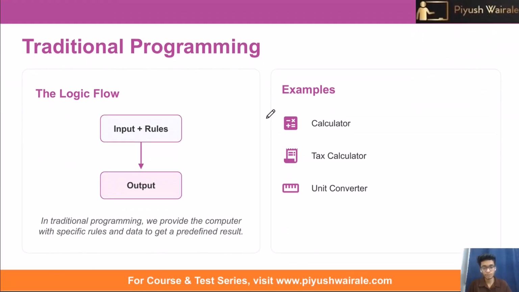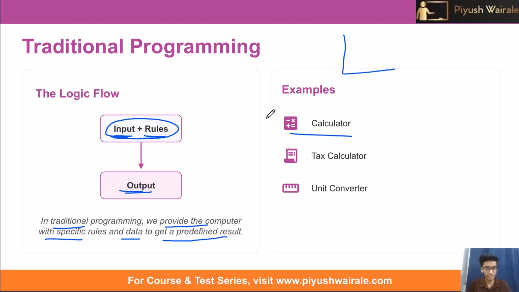In traditional programming, we used to have some rules which we defined, and then we used to provide the input, and on the basis of these inputs and rules, we used to get the output. Basically, in traditional programming, we provide the computer with specific rules and data to get a predefined result. Taking the analogy of a calculator, we used to hard code every operation: addition, subtraction, multiplication, and division. Then we used to provide some input of the form, let's say, x plus y into z, and then we used to get some output on the basis of predefined rules.